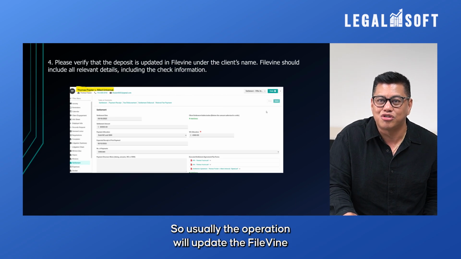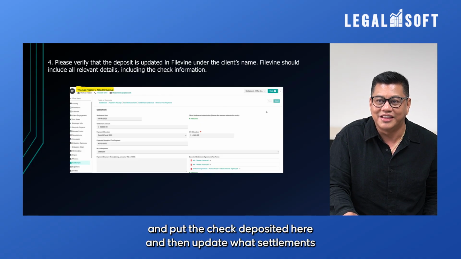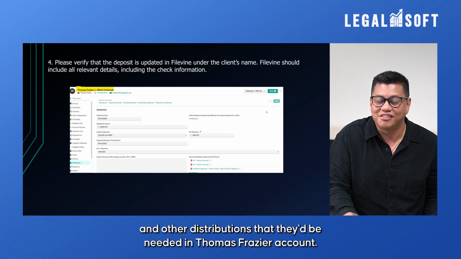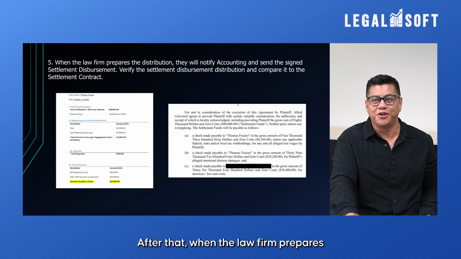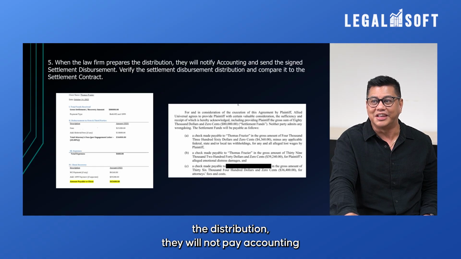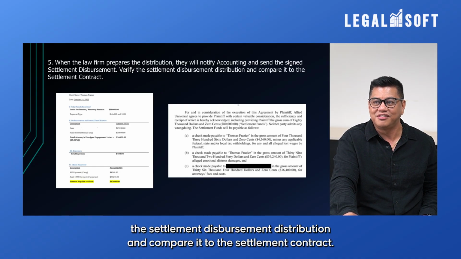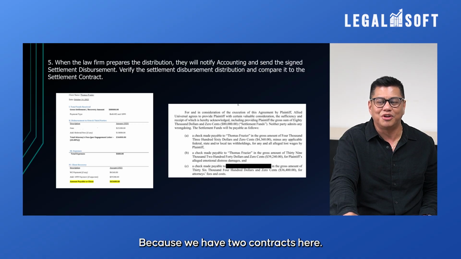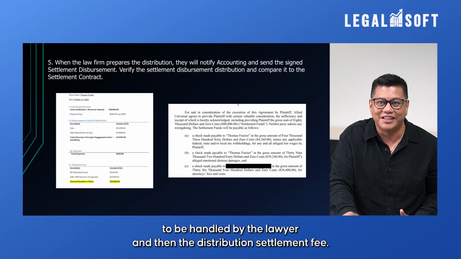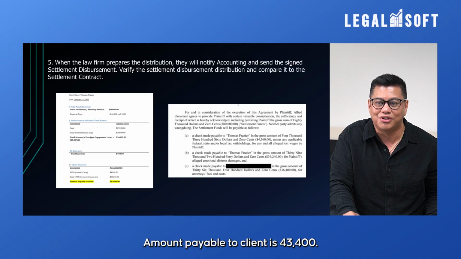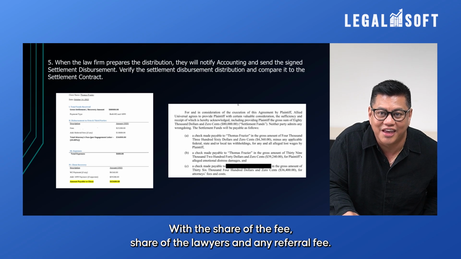So usually the operation will update that FileVine and put the check deposited here, and then update what settlements and other distributions are needed in the Thomas Prizer account. After that, when the law firm prepares the distribution, they will notify accounting and send the signed settlement disbursement. Accounting must verify the settlement disbursement distribution and compare it to the settlement contract, because we have two contracts here. Number one, when the clients agreed to be handled by the lawyer, and then the distribution settlement fee. Amount payable to client is 43,400, with the share of the fee, share of the lawyers, and any referral fee.